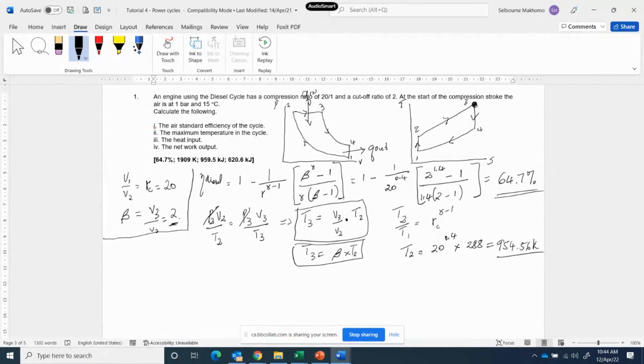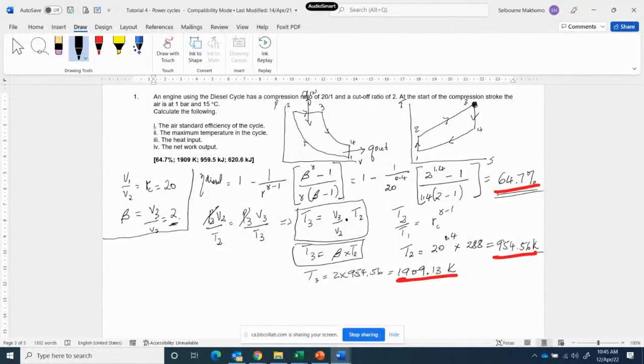So T3 is equal to 2 by 954.56, which is equal to 1909.13 Kelvin. Right, so this is answer number 2.